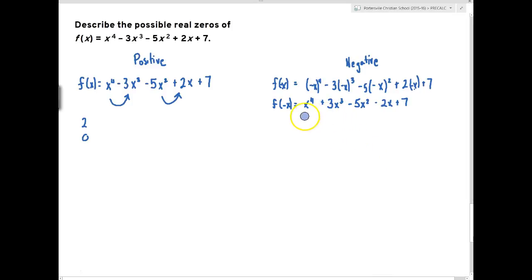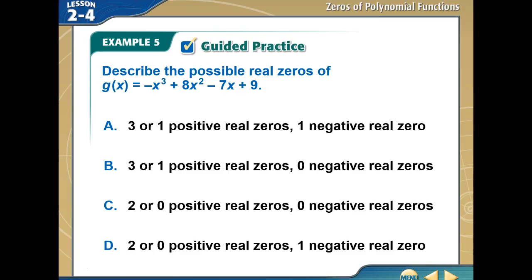So now when I look at sign changes, we've got positive to positive, and positive to negative, so I've got one sign change. Negative to negative, and negative to positive gives me a second sign change. So once again, I have two negative zeros, or I have no negative zeros. So those are my possibilities. I either have 2 or 0 positive zeros, and I either have 2 or 0 negative zeros. So go ahead and see if you can apply that to this example problem and see if you can figure out how many possible positive or negative zeros this function g could have.